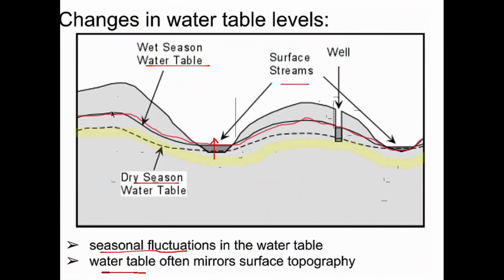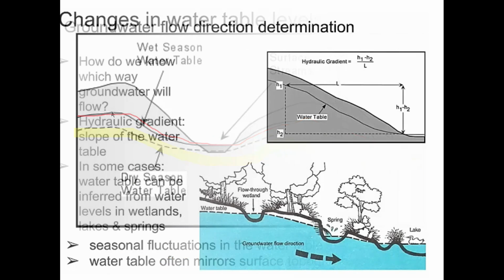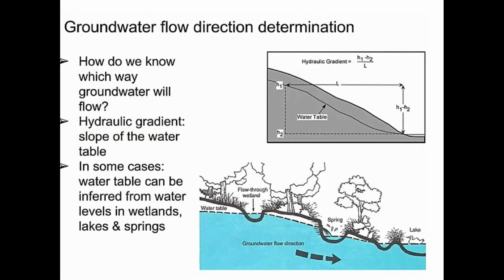It also says that the water table often represents the surface topology, but it doesn't represent it every time. Here it looks like it reflects how the surface topology is. But sometimes because of some big impervious rock, it may change the shape of the water table. So it's not necessary that water tables should mimic the surface topology. So this is about groundwater flow direction determination.